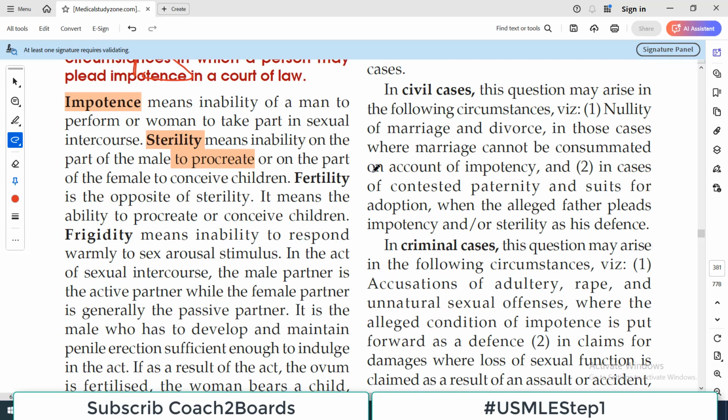After sterility, there is another term called fertility. This is simply the opposite of what we talked about in sterility. Sterility means there is no ability to reproduce. Fertility means the ability to reproduce is absolutely fine. That would mean if male, the sperm count is fine, there are motile, healthy sperms, and if female, the ovum is present and there is a healthy environment inside the uterus, so conception will happen. So fertility is the opposite of sterility. It means the ability to procreate or conceive children, right?